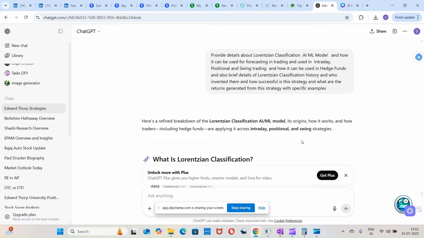So today we are going to discuss the Lorentzian classification ML model and how it could be used in forecasting, in trading, and at both intraday, positional, and swing trading. How we can use it, whether hedge funds use this Lorentzian classification ML model, how it came into being, who invented it, how successful it is, and what returns this model generated with some specific examples. So that's the topic for today.